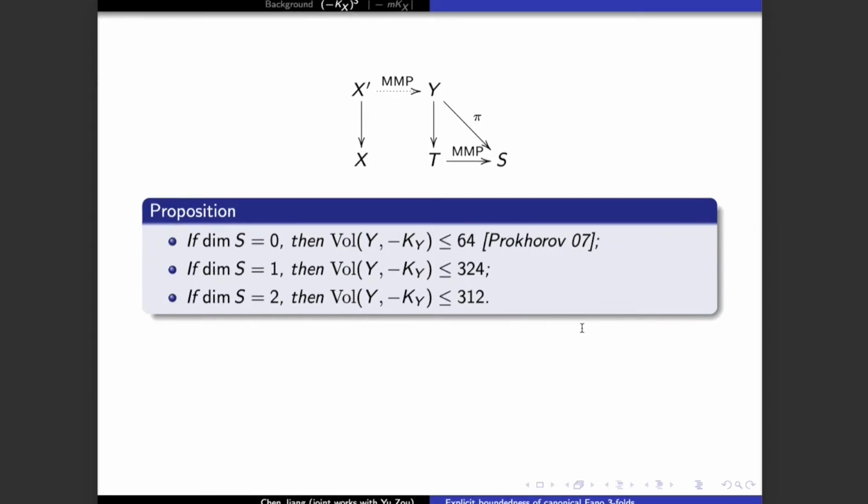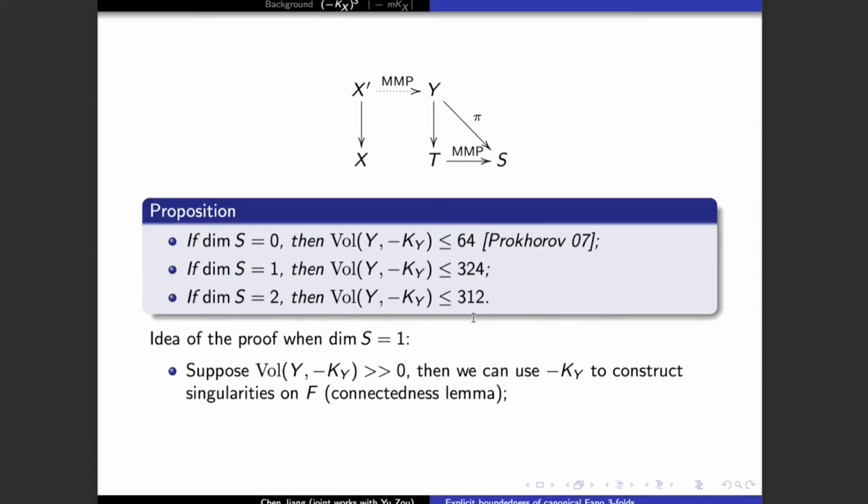Okay. So let me explain the strategy, how we do this. I'll just explain the case when the dimension of S is 1. So if the dimension of S is 1, then the strategy is that we assume that the volume of minus K_Y is very big, then we try to use the volume to construct singularities on F. So F is the general fiber of this pi. Okay. So this involves the so-called connectedness lemma.